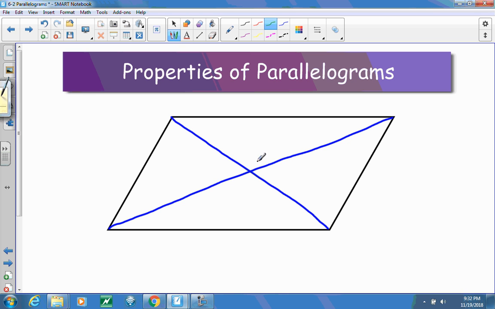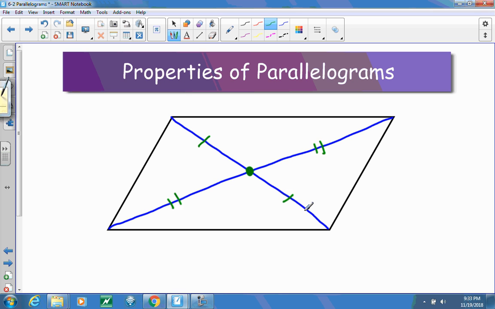What ends up happening here is that these diagonals obviously cross at some point, and they end up bisecting each other. And so what that means is that each diagonal is going to be divided into two equal parts in both directions.